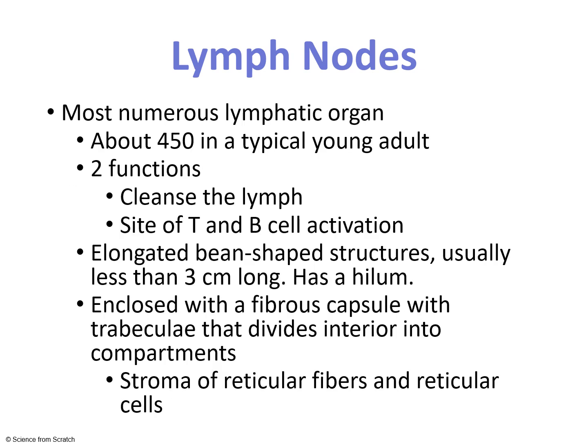Lymph nodes are widespread and they are very numerous. We have about 450 in a typical young adult, but they tend to be especially concentrated in the cervical, axillary, thoracic, abdominal, intestinal, mesenteric, inguinal, and the popliteal regions. But they have two functions. They function to cleanse the lymph, and it's also the site of our T and B cell activation.